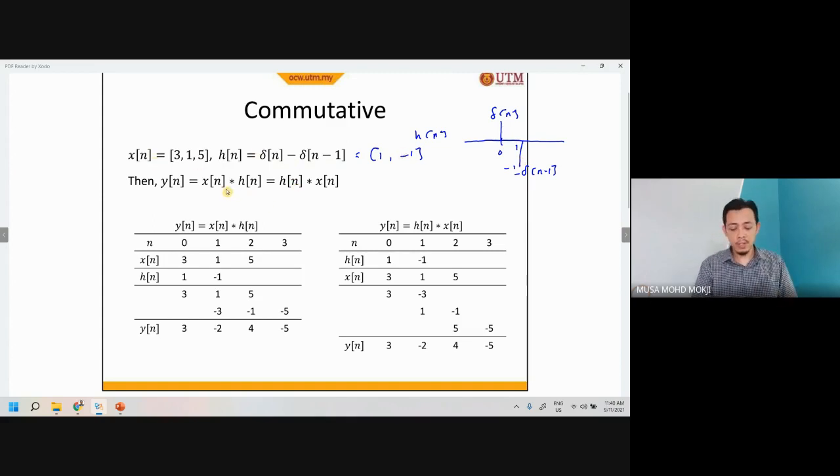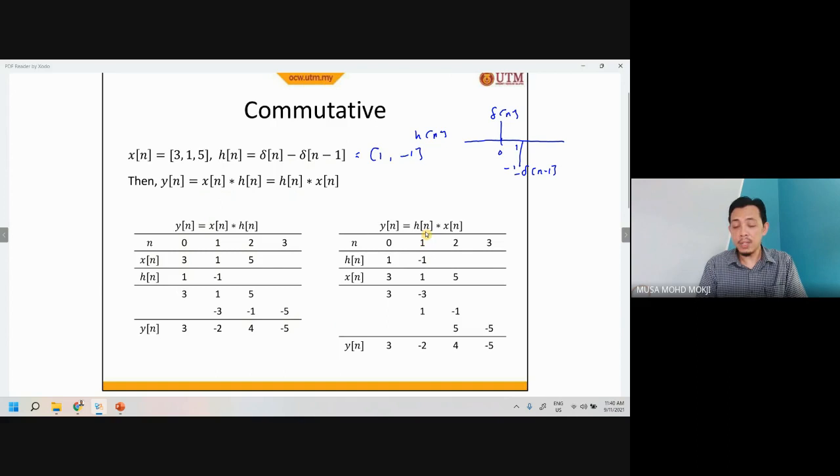Now if we do convolution with xn in front, we put xn first. So this is n, with index 0, 1, 2, 3 in sequence. xn starts at index 0, so put it there: 3, 1, and then 5. And hn we already know is 1, minus 1, and then do the multiplication. So this is 3, 1, 5, and then minus 3, minus 1, minus 5, and then do the summation. So 3, minus 2, 4, 5, minus 5. So this is when you do xn in front.